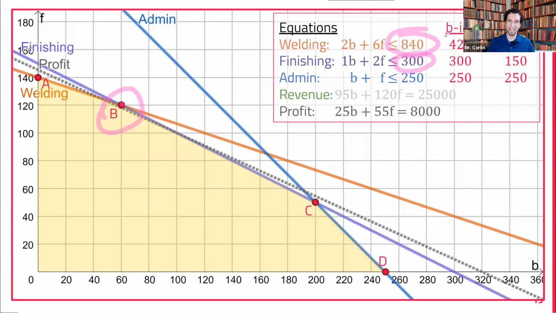Those are tight constraints. Tight, again, as in like trying to pull a rope. It's now tight. There's no more to pull. We are at the limit. So it is a tight constraint. The other one, admin, is what we call a slack constraint, because we had 250 available. We didn't use all of it. Again, like pulling a rope, it's slack. There is more to pull. There is more available if we need it. So that is slack.